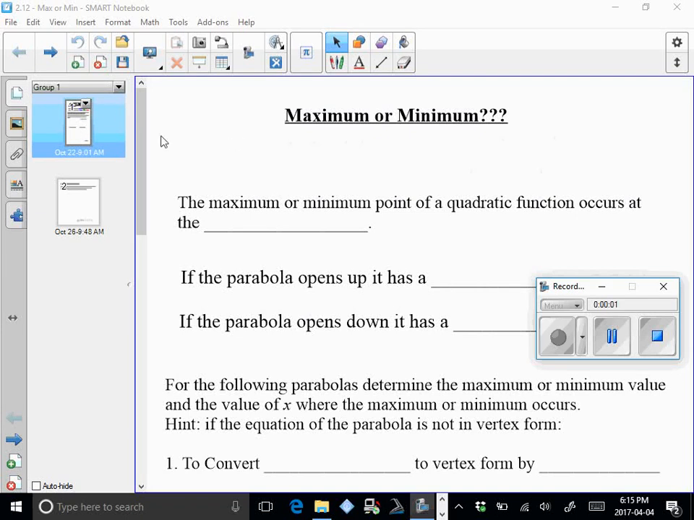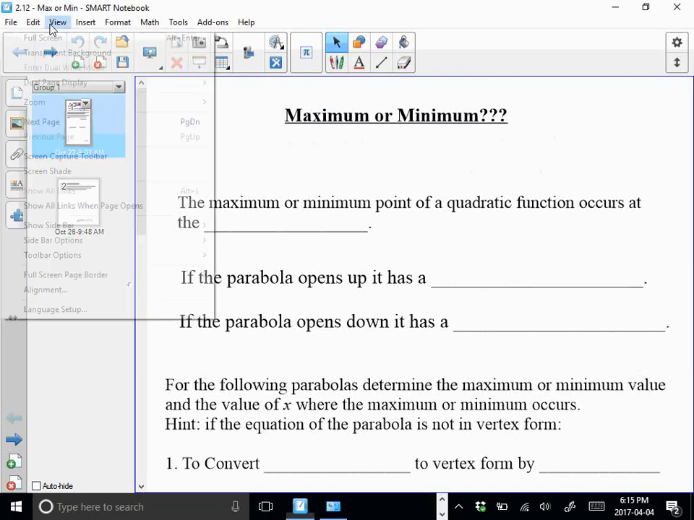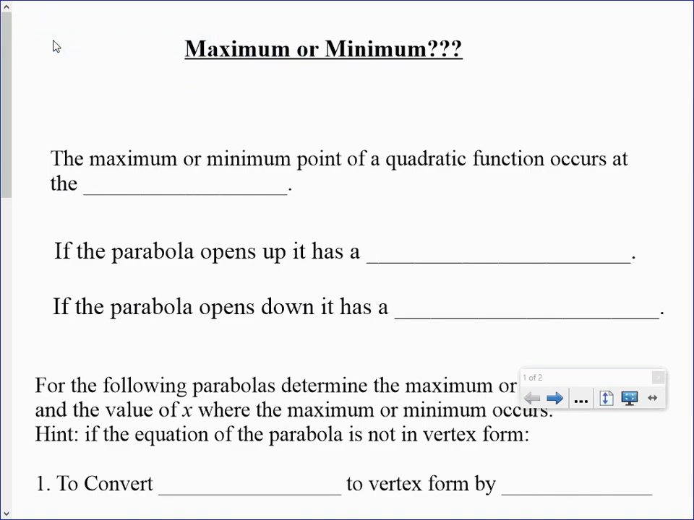Units we've been working with parabolas, and with parabolas you'll notice that parabolas open up and open down. More specifically, we're going to talk about the equations of the parabolas to actually identify what a maximum or a minimum is. Hence the name of today's lesson, the maximum or the minimum.